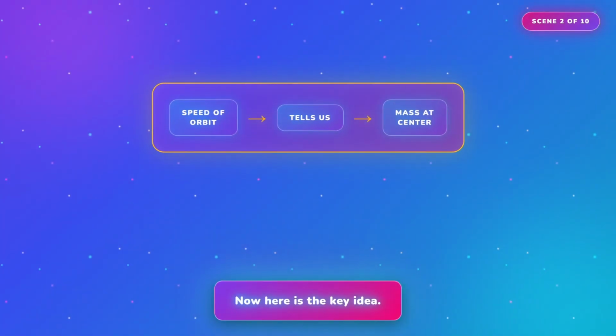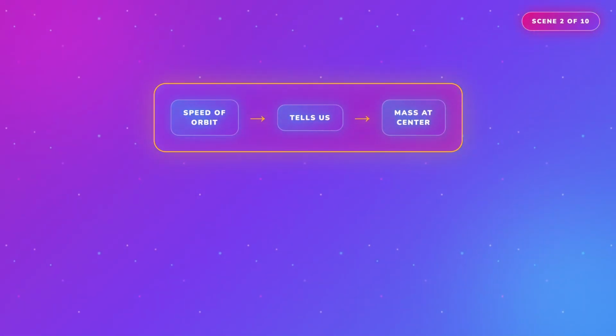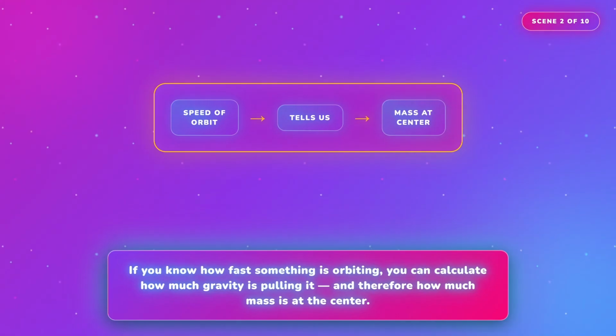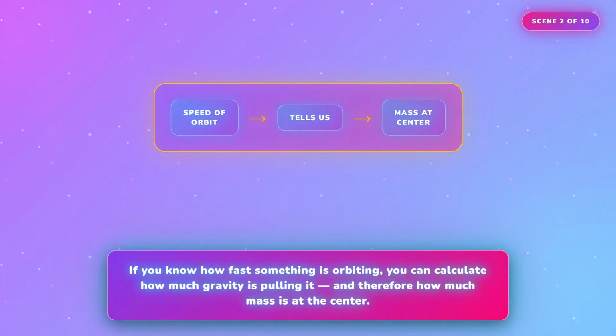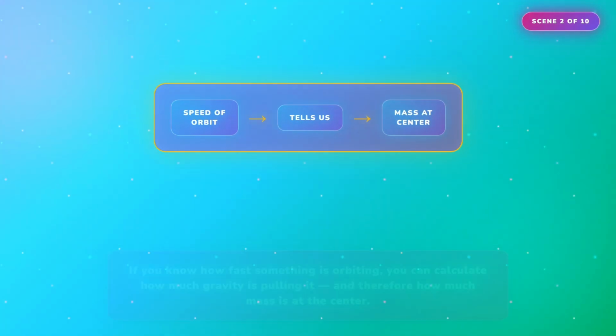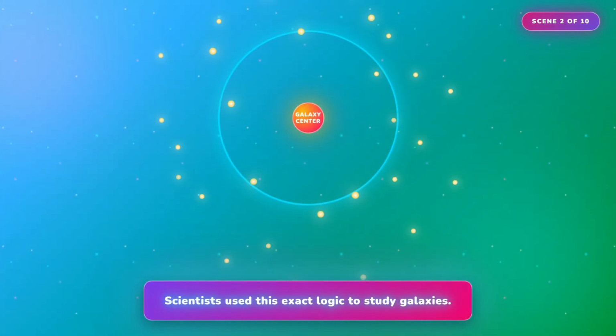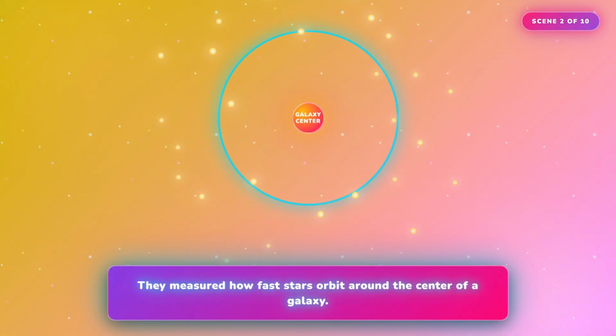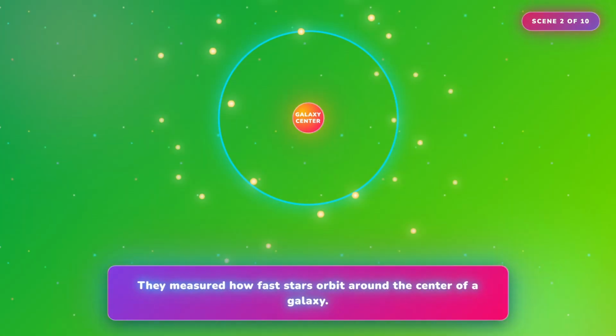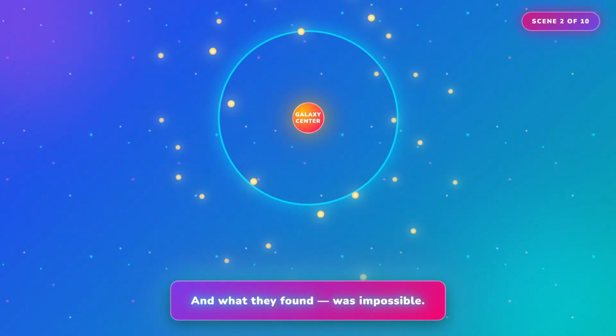Now here is the key idea. If you know how fast something is orbiting, you can calculate how much gravity is pulling it, and therefore how much mass is at the center. Scientists used this exact logic to study galaxies. They measured how fast stars orbit around the center of a galaxy. And what they found was impossible.